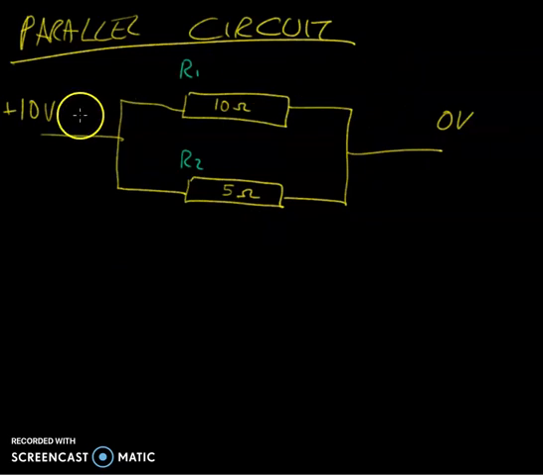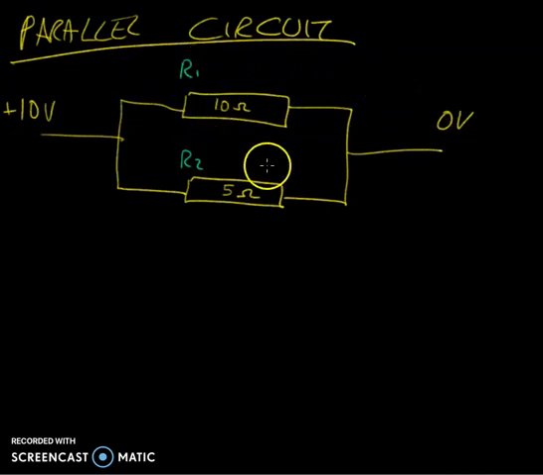Now what happens within this circuit? Well, we can ignore one branch. We can just deal with another branch. Okay, we deal with each branch individually. So this branch here has got 10 volts dropped across it.